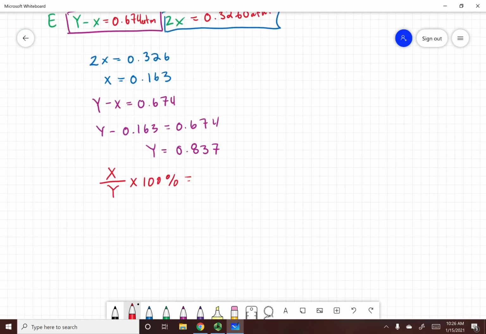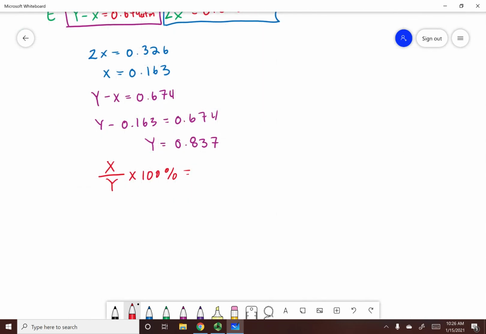So I can go ahead and plug in my values. X is 0.163, y is 0.837, times 100%, and we calculate 19.47% of my original sample has decomposed. And this will lead to that 1 atm of total pressure.